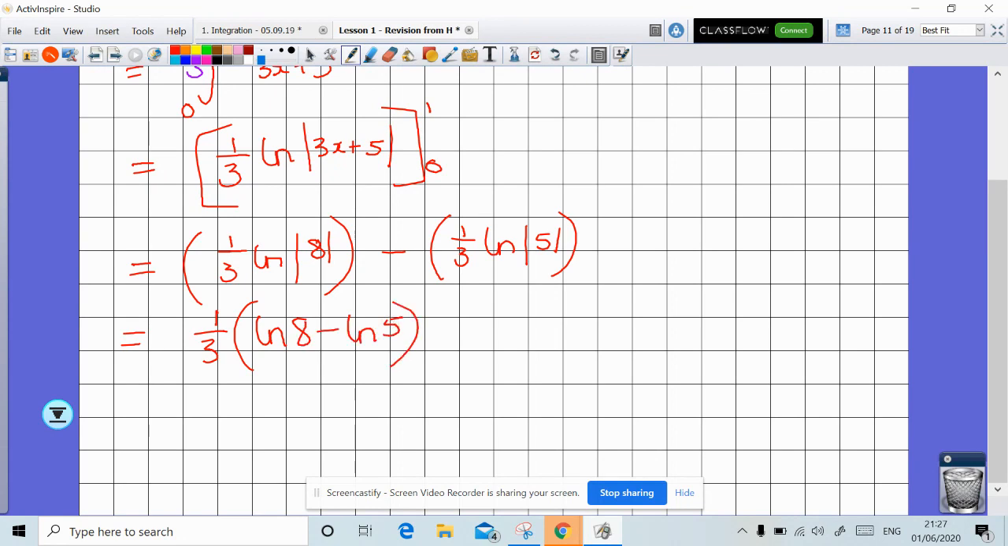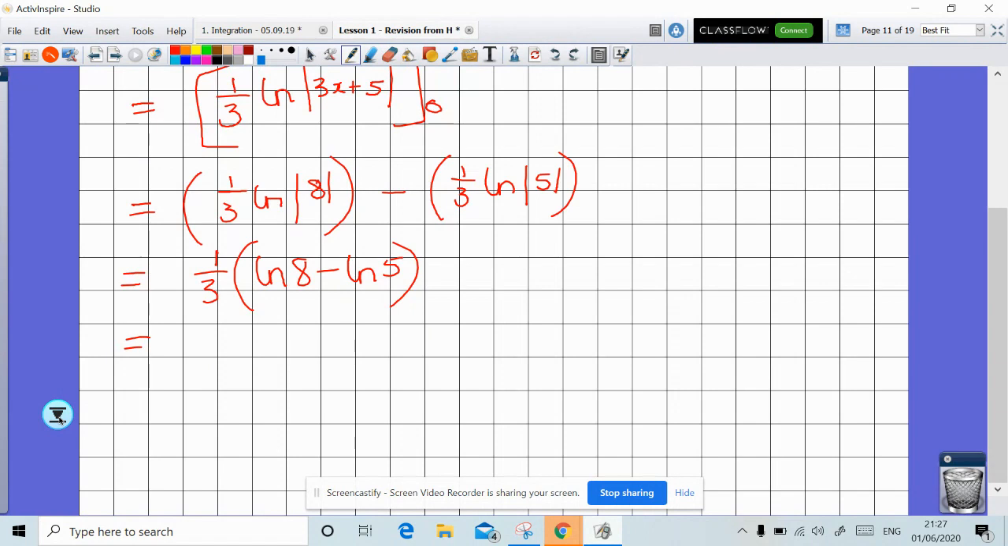Now, remember from the rules of logs from higher, if you're subtracting two natural logs, what you can actually do is divide the 8 and 5. That's only working if you subtract them. This is the exact same as a third ln 8 over 5, like this. You might notice that I've got rid of the modulus signs. The modulus signs just make it into a positive, where 8 is a positive anyway, so we don't need those modulus signs anymore. And that's you finished.